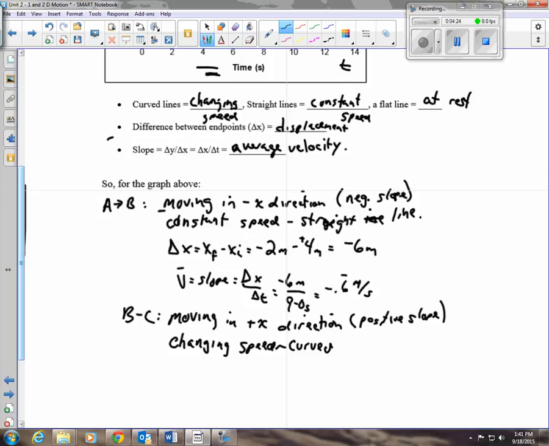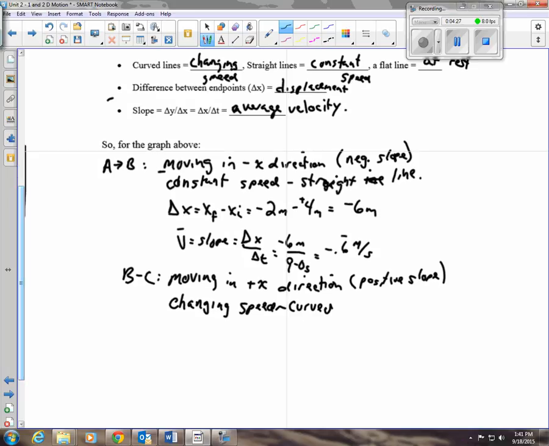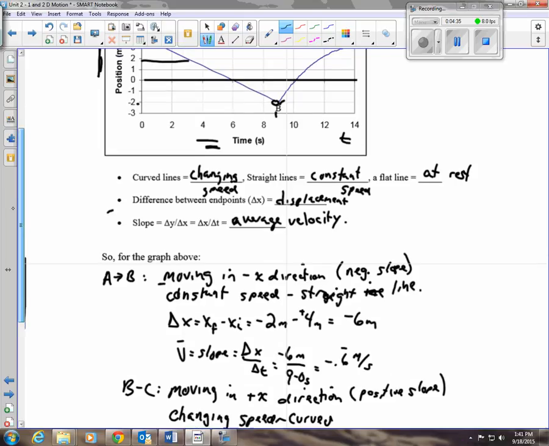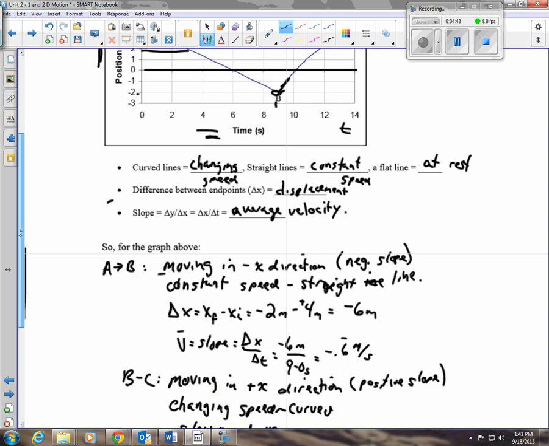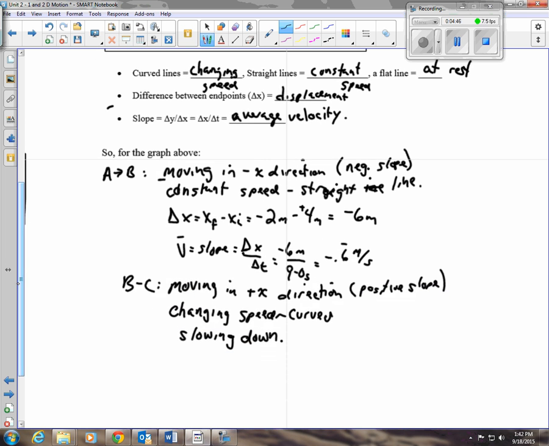Okay, and if it's changing speed, we want to be able to say if it's speeding up or slowing down. So this one is slowing down. And how did I know that? Well, we just said the slope is related to the speed, and you always read left to right. It starts out steep, it ends up kind of flat. Okay, so the slope is decreasing, so therefore it's slowing down. The slope decreases, the line gets flatter. That's how I'm going to tell if it's speeding up or slowing down.